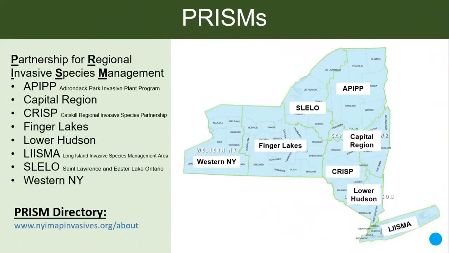The PRISMs are a partnership for regional invasive species management, and we have 8 of them across New York. We encourage you to connect with your PRISM as they coordinate invasive species efforts at the regional level in New York State, including early detection, surveying, management, education, and more. And you can find more about PRISMs at the PRISM directory on our website at NYIMapInvasives.org/about.